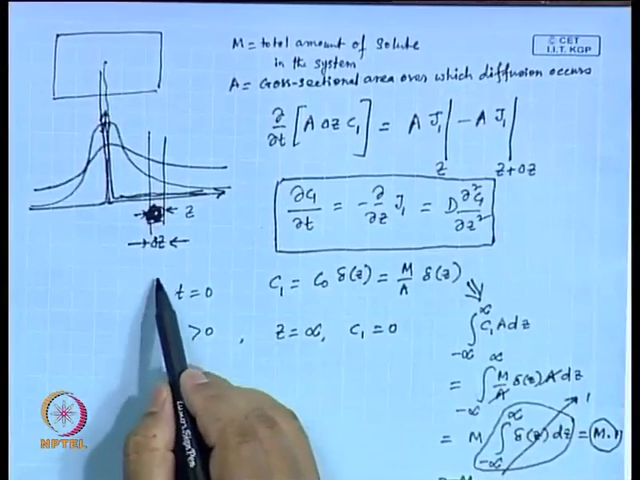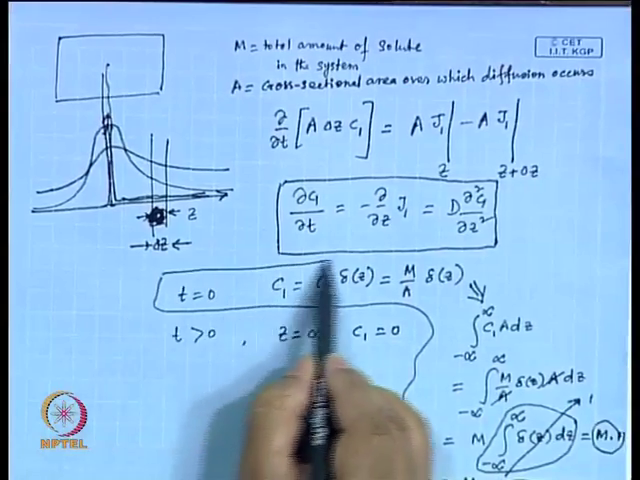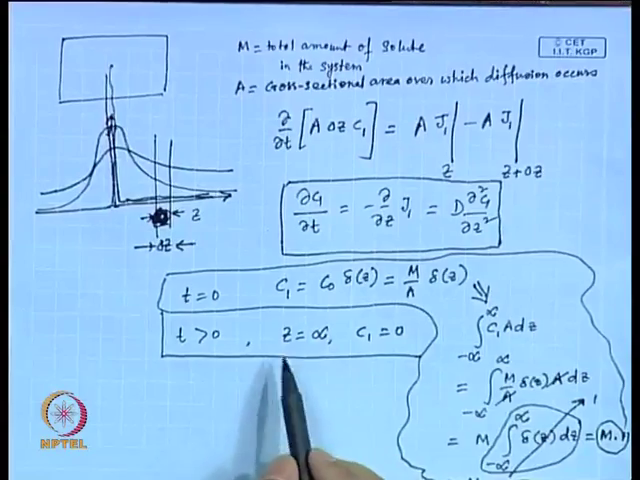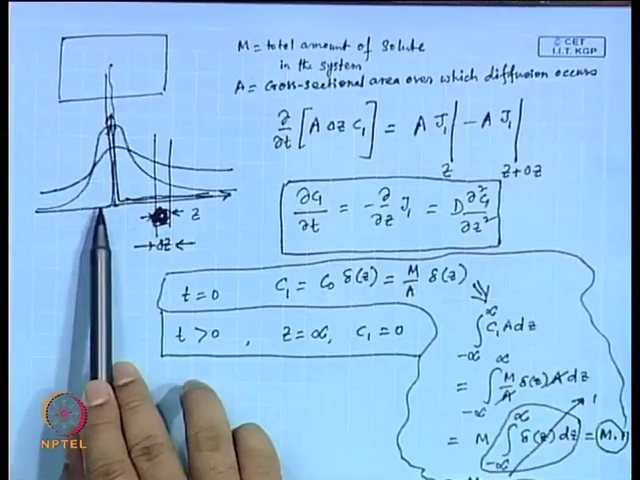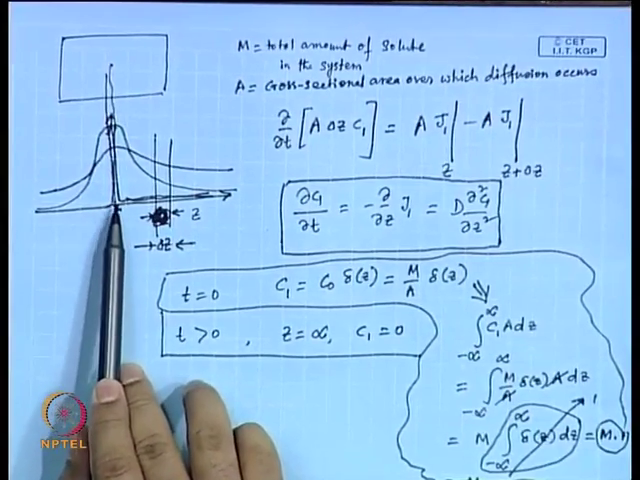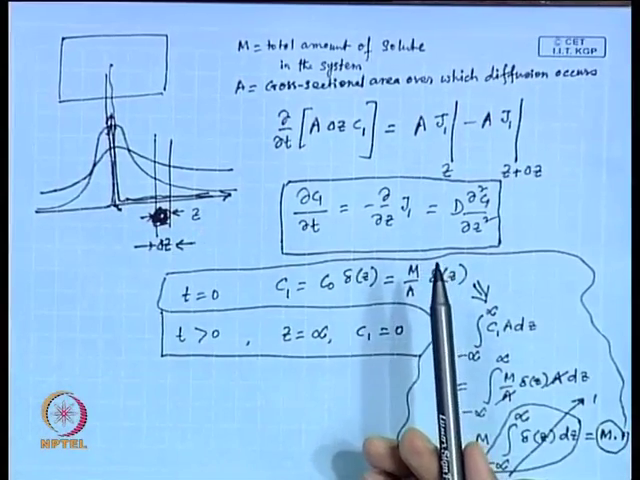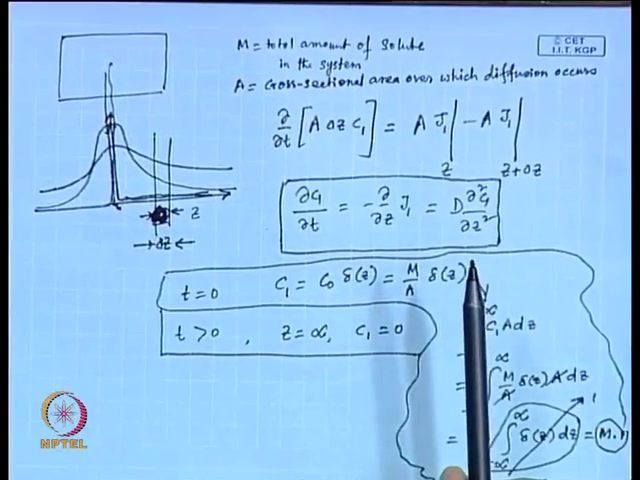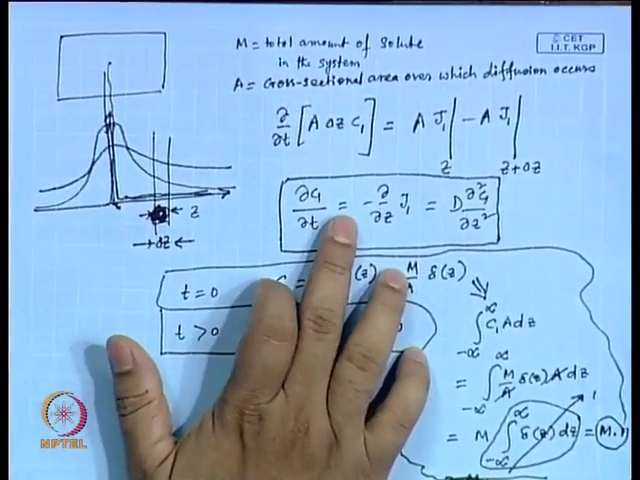So, this is basically the condition that we have. One condition is at t equal to 0, we satisfy this part. The other condition is at t greater than 0, z is equal to infinity, the C1 is equal to 0, because at z equal to infinity, that is far away from the place where you put the spot of tracer, there is no effect. That is what you say here, the C1 is equal to 0. That means the color cannot go all the way to infinity, because after all you have put a very small spot of tracer. So, these are the two boundary conditions, and this is the governing equation.